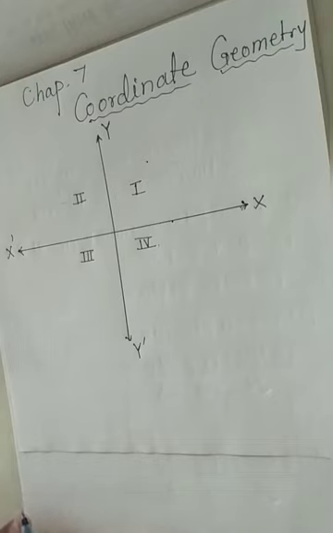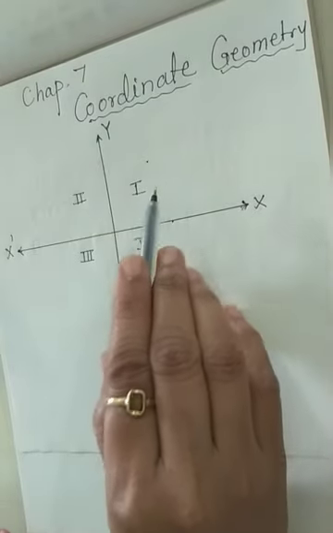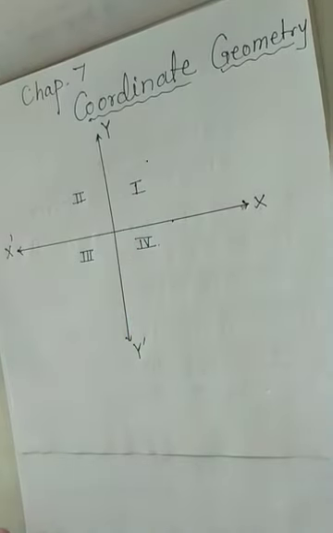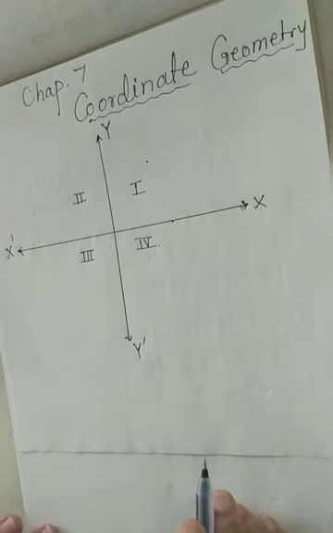Today we are going to study chapter number 7, coordinate geometry. All the basic concepts we have studied in the 9th standard, the chapter coordinate geometry. Let us revise it. Coordinate geometry is the branch of mathematics which deals with the position of an object in a plane described with the help of two perpendicular lines.